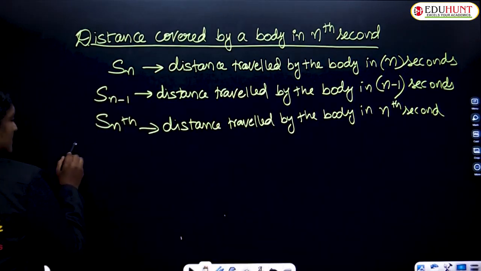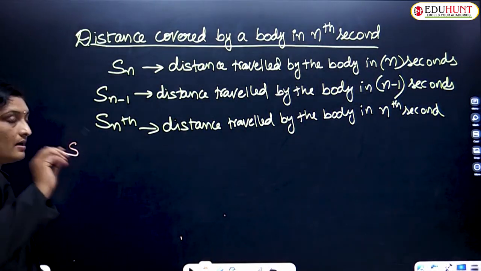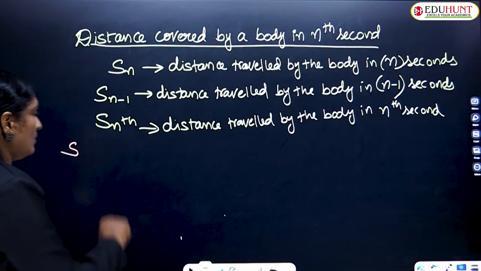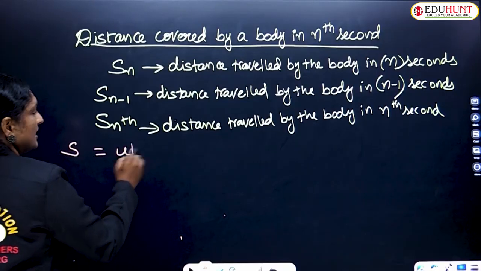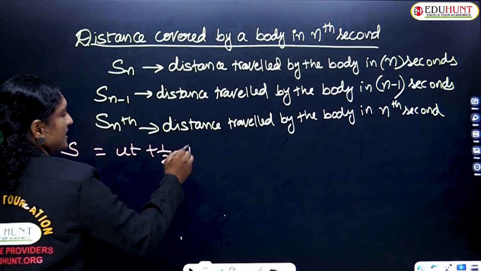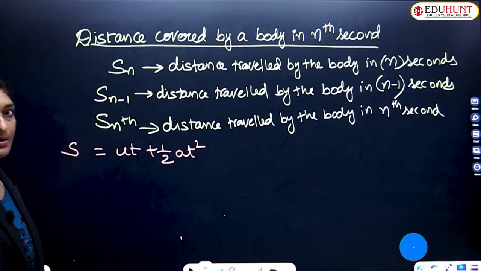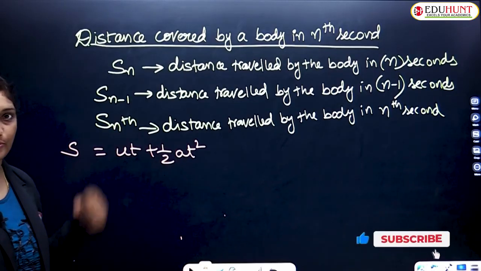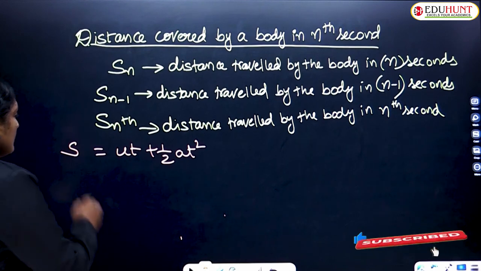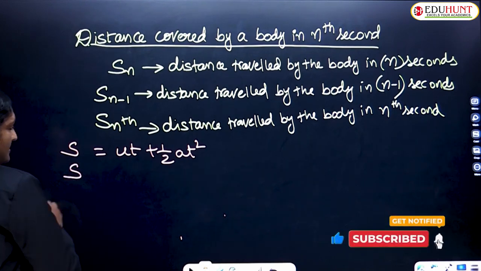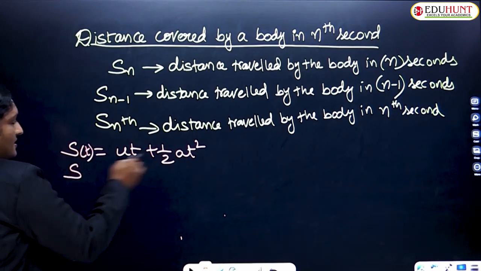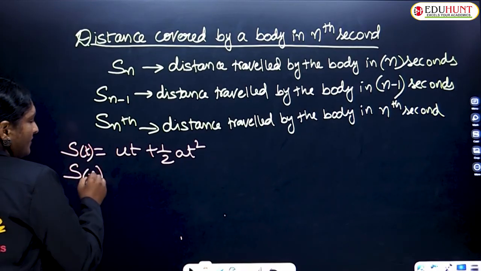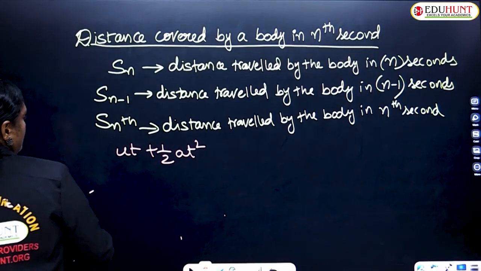Children, suppose what is the distance traveled by a body in t seconds? We know that S is equal to ut plus half at square. In t seconds, the formula would be S equals ut plus half at square, the second equation of motion. If I want it in n seconds, this is in t seconds, this is the distance traveled. I want it in n seconds. Then instead of t, what is there? I'll write it like this.